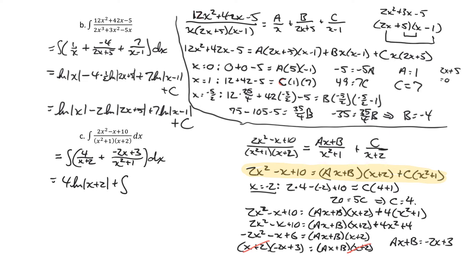I see an x squared plus 1 in the denominator, which leads me to believe maybe I should take the derivative of the denominator. Well, that would be 2x. Hey, look, in the numerator I have a 2x, but darn it, I have a plus 3 there. So if the plus 3 weren't there, I would be able to use substitution.